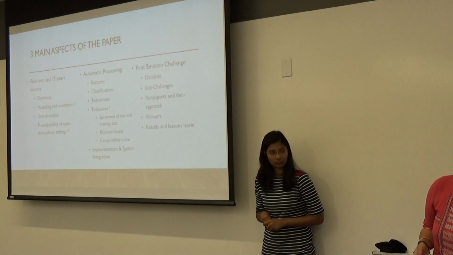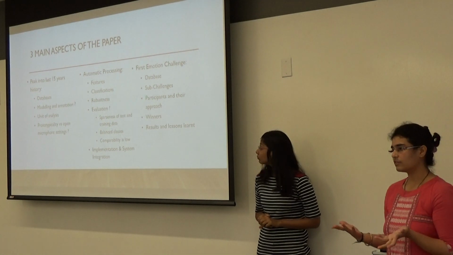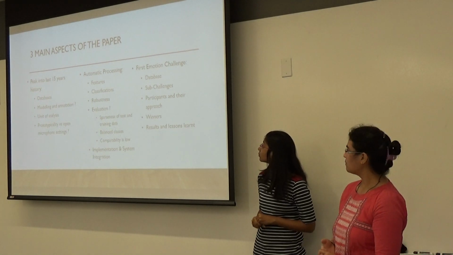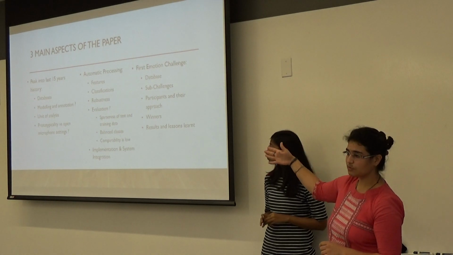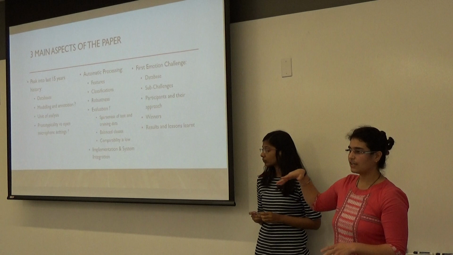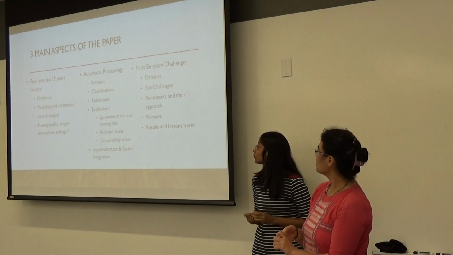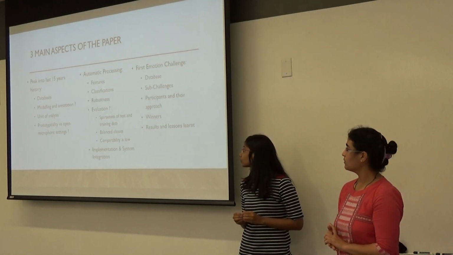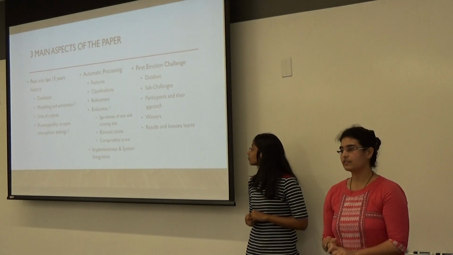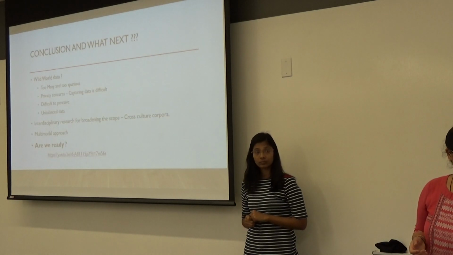So the third aspect is the emotion challenge, which was discussed in the paper: what databases were used, what sub challenges there were. There were 3 types of sub challenges, 2 class, 5 class, and then there were participants and how they approached the problem, and what were the winners and all that stuff. So what were the lessons learned?